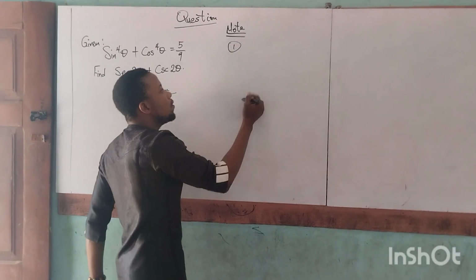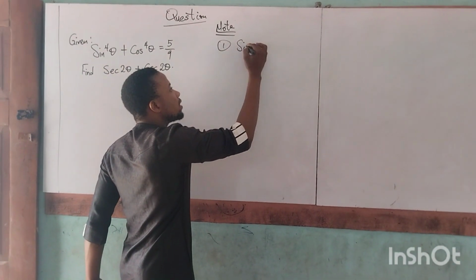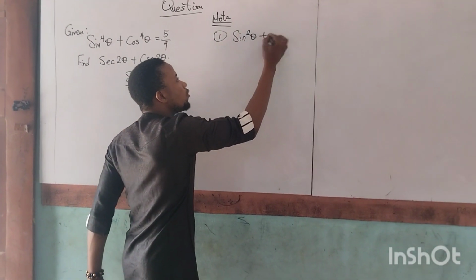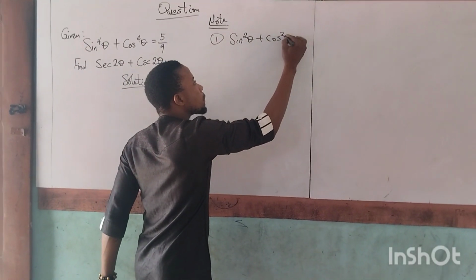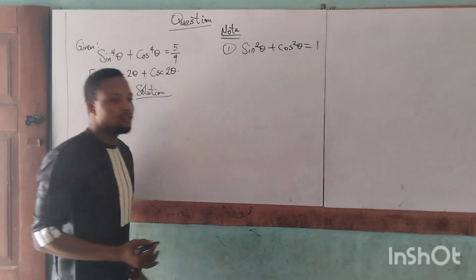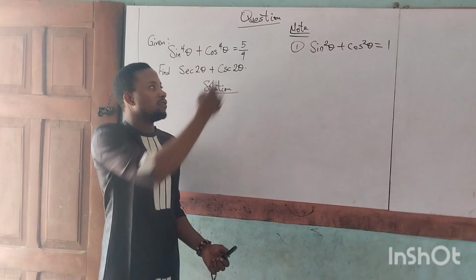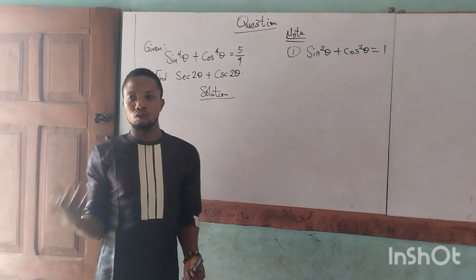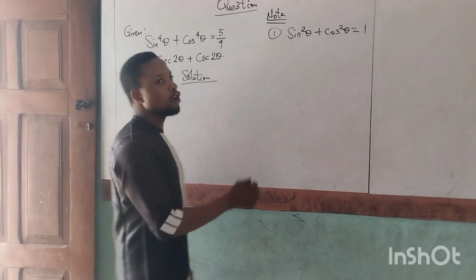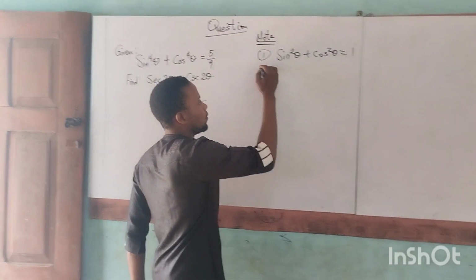Number one, sine square theta plus cos square theta is equal to 1. That's a trigonometry identity. One of the trigonometry identities is this: sine square theta plus cos square theta is equal to 1. And also, let's add this one.